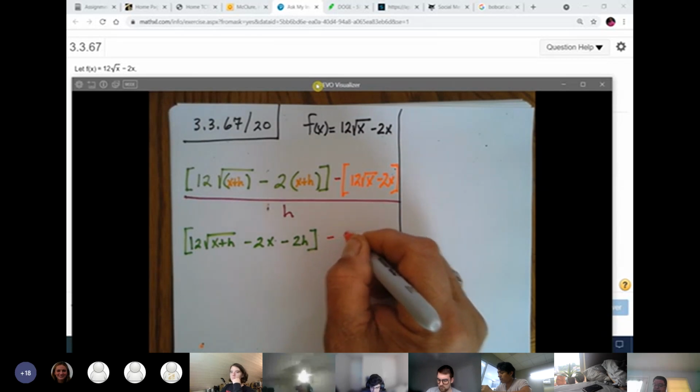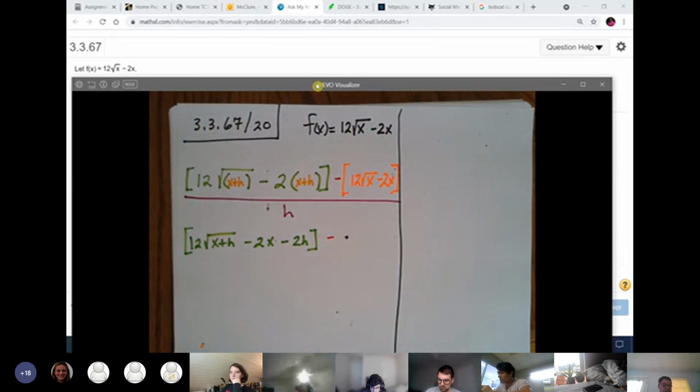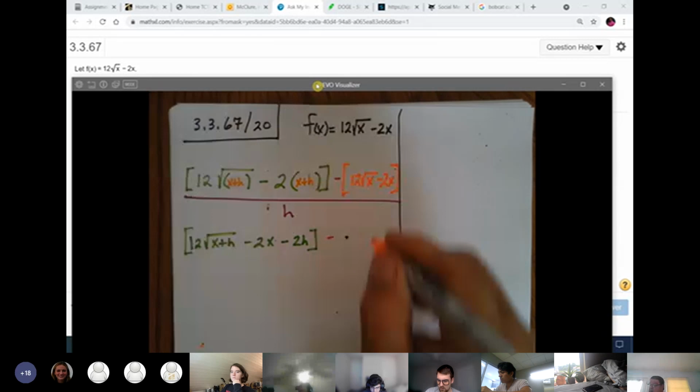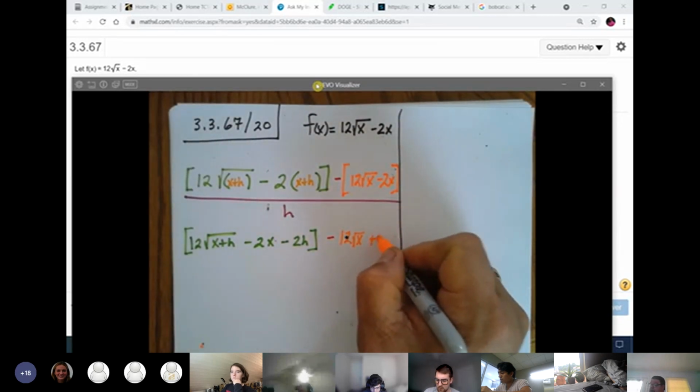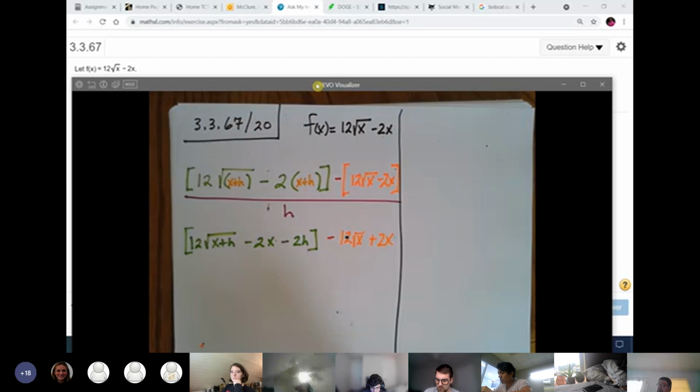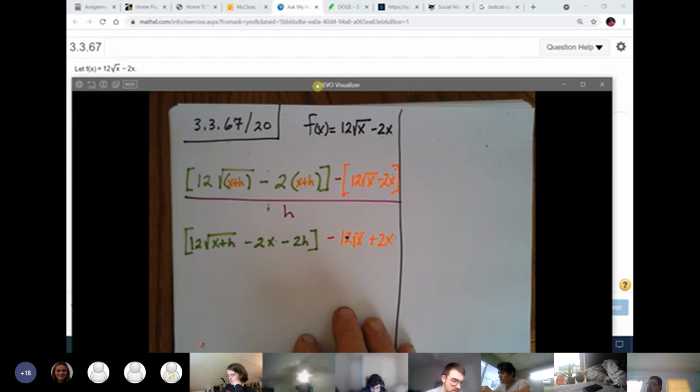minus 12 square root of x plus 2x. And the 2x's cancel. I don't know if that's going to help us very much or not. I don't think it is.